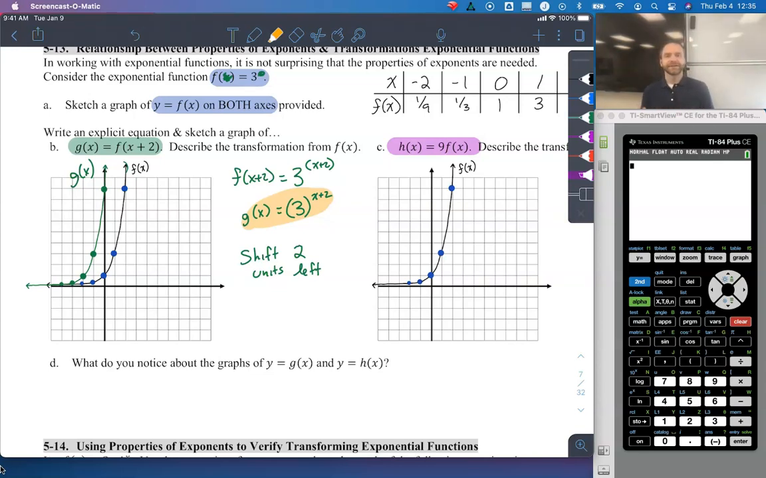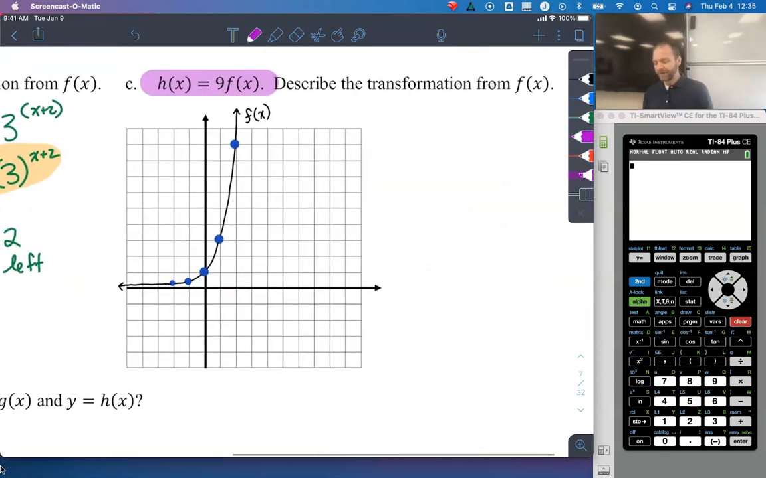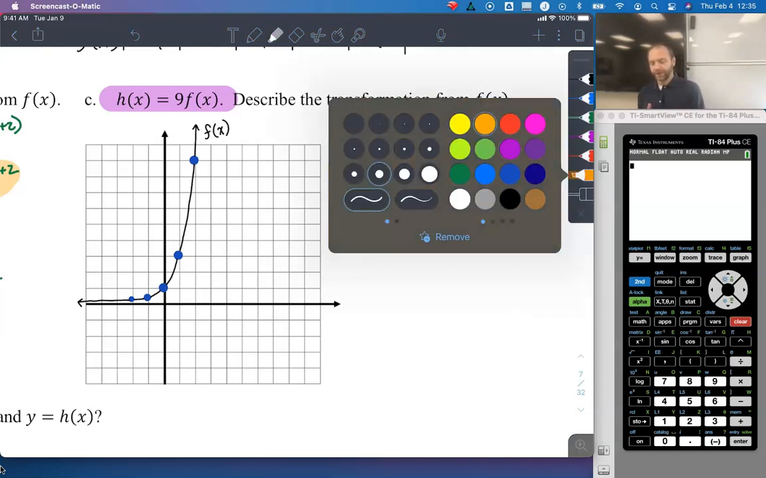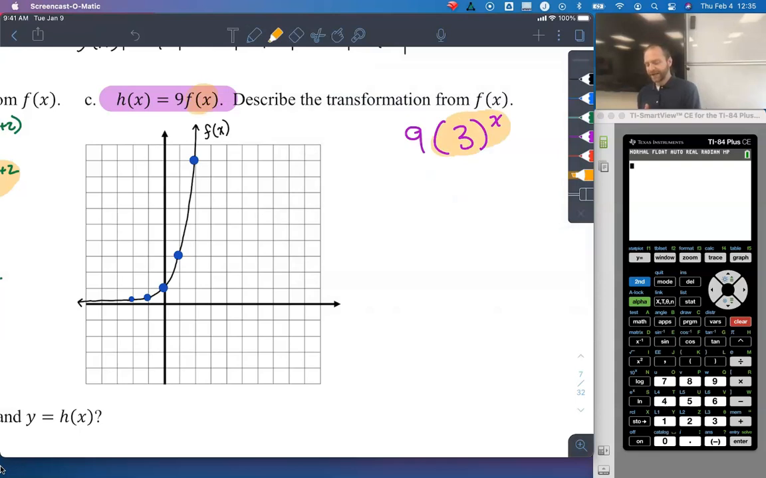Now, h of x is following the same idea. In this case, we're going to have the same process. We're going to first write an explicit equation, then we're going to sketch the graph, and we're going to state the transformation. Well, in this case, we say that we have 9 times f of x. Well, that means I'm going to have 9 times 3 to the x power. f of x equals 3 to the x power. So I'm really saying 9 times 3 to the x. So that actually is my explicit equation. I have h of x equals 9 times 3 to the x power.